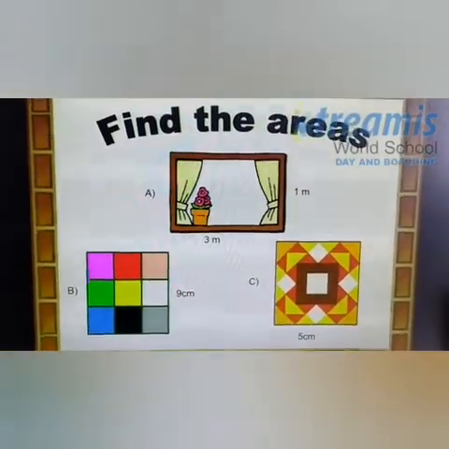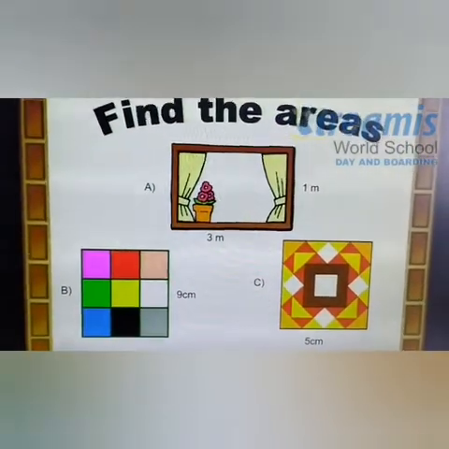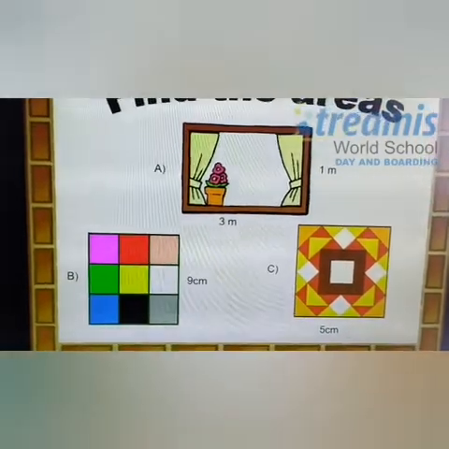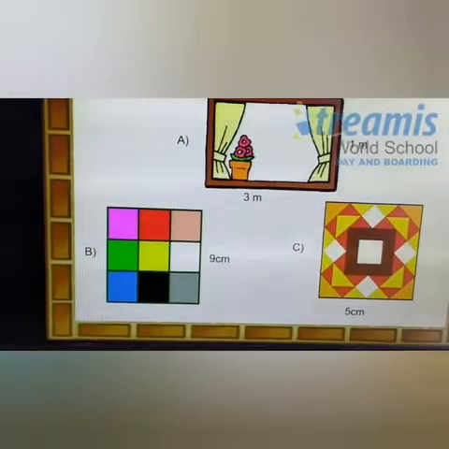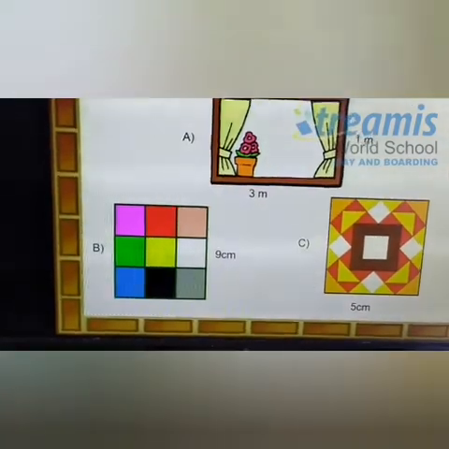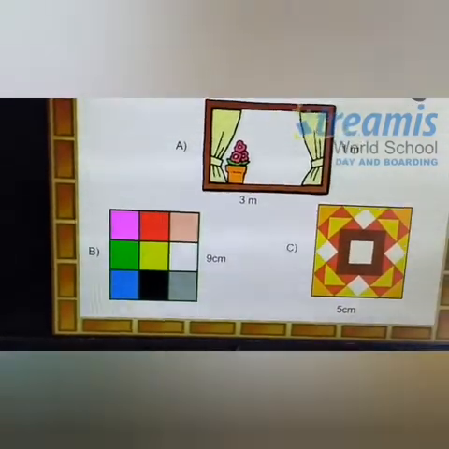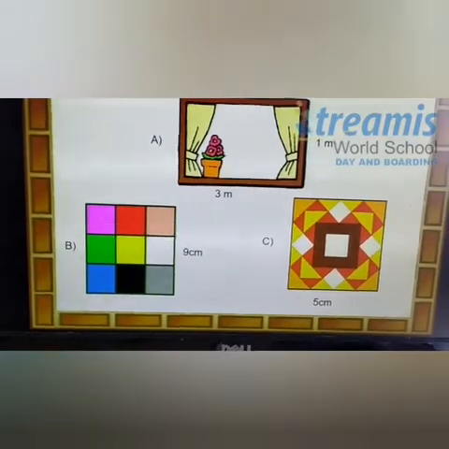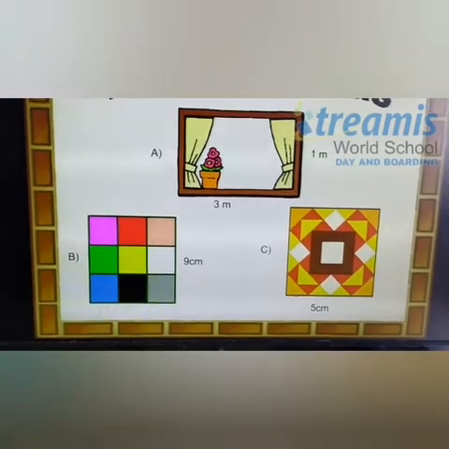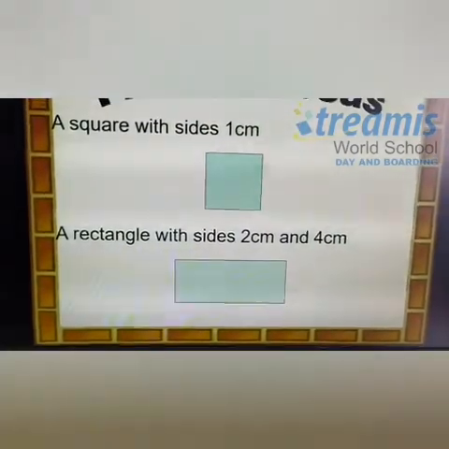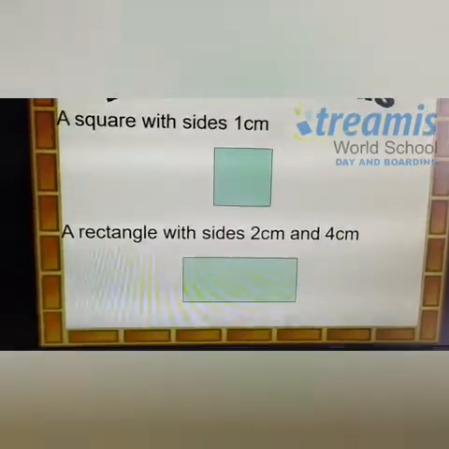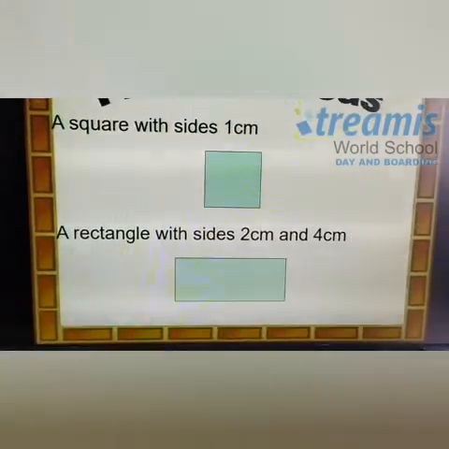Here we have to find the areas of three different things. 3 multiplied by 1, that is 3 square meters will be the first one. And the second figure, where it looks like a Rubik's cube, here it is 9 centimeters each side length. So 9 multiplied by 9, 81 square centimeters. Similarly, the third one, it will be 5 multiplied by 5, 25 square centimeters. Here 1 multiplied by 1, that will be 1 square centimeter. The second one will be 4 multiplied by 2.